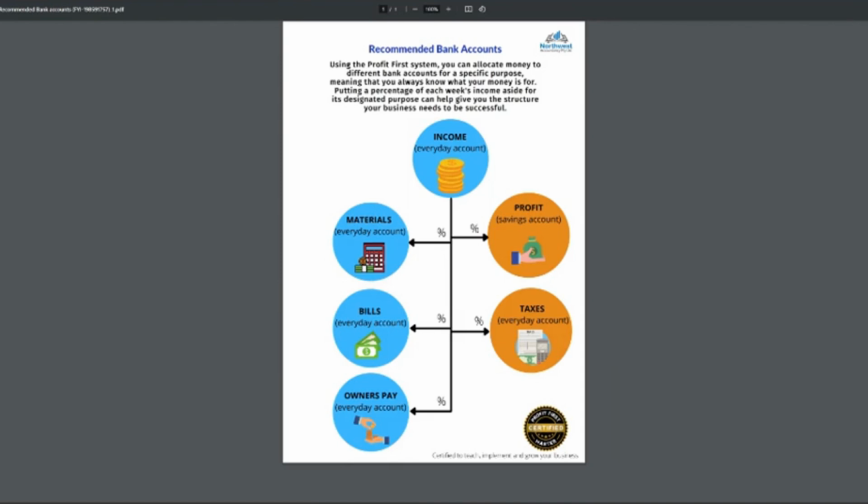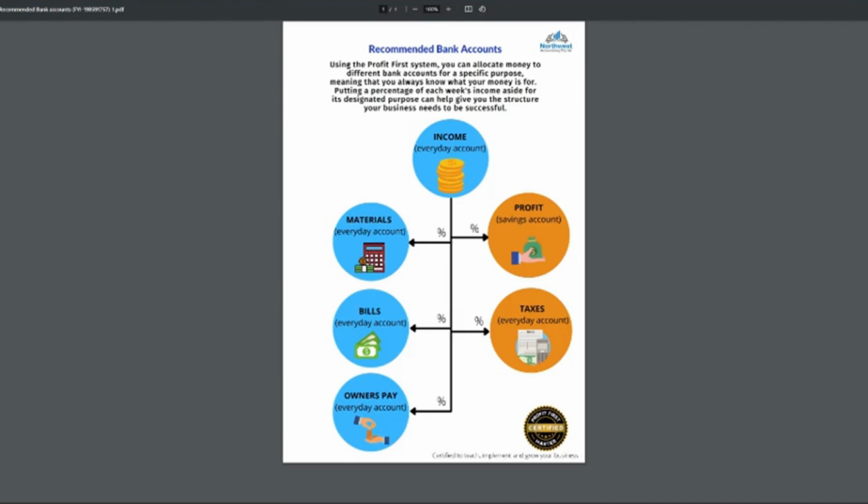So having a profit bank account is really super important from a mindset point of view, but also from a practical point of view. Profitable businesses last longer. Profitable business owners are happier. Profitable business owners are more comfortable with their business because they've got money associated with profit that they can go, yes, I am the owner of a profitable business.